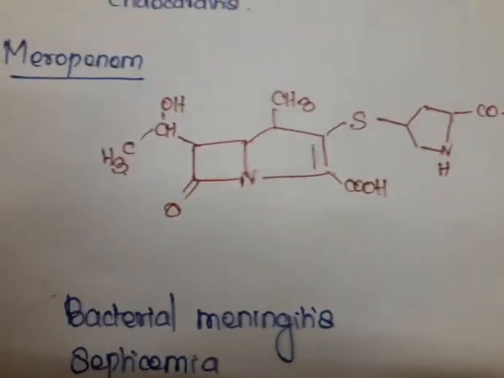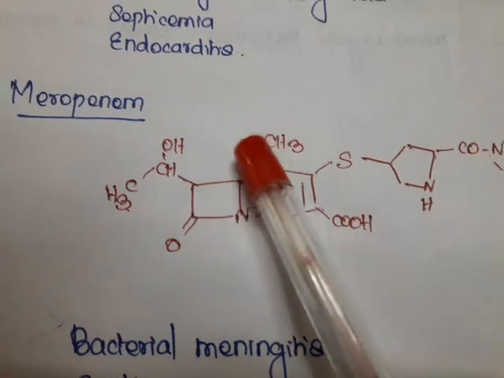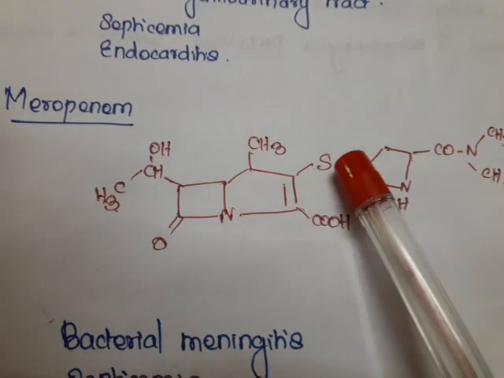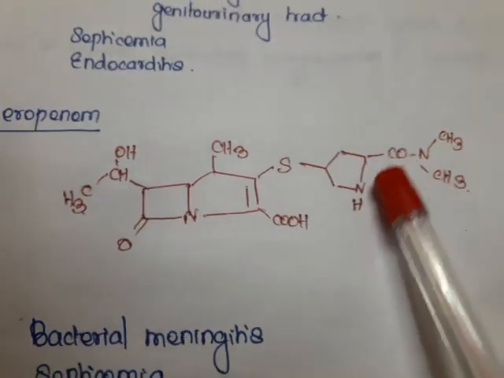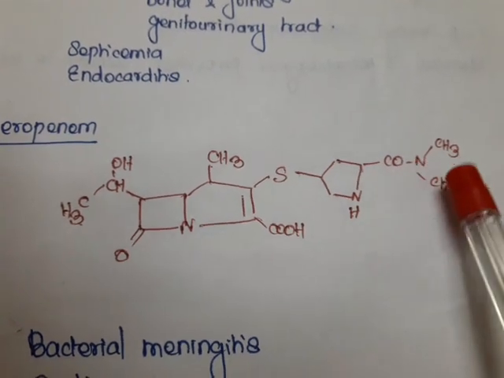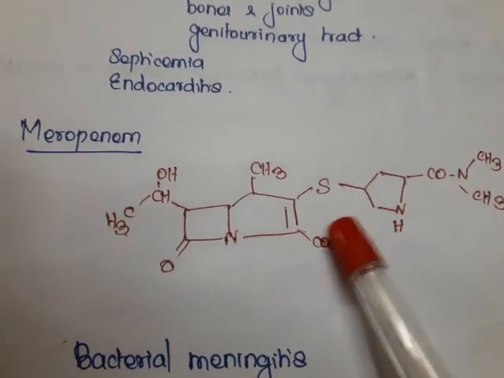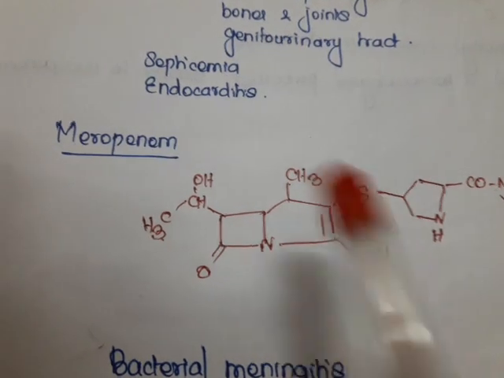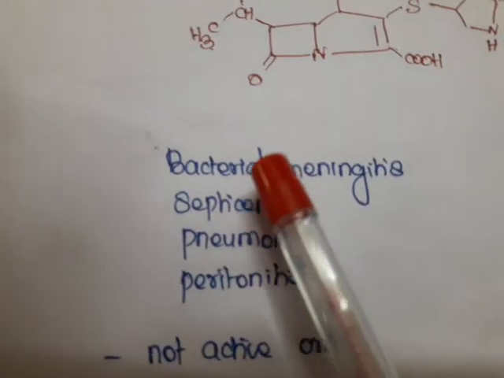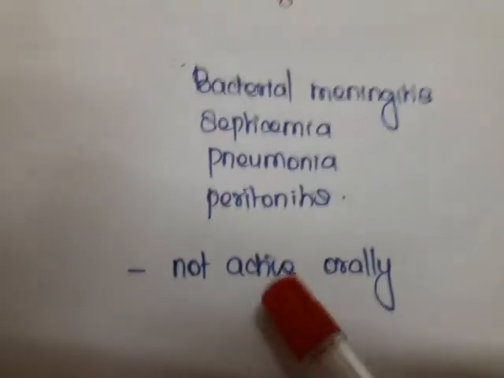Next drug is Meropenem. So look at the structure of Meropenem. This is also a carbapenem, but in first position that is having methyl. So it is a 1-methyl carbapenem derivative, and in second position that is added with sulfur, and that sulfur is connected with a pyrrolidine group. So that is connected with carbonyl, and that is connected with one amino. How is the amino? Dimethyl amino group. And in third position as usual having carboxylic acid, and in sixth position it is having a hydroxyethyl group. What are the uses? The treatment of bacterial meningitis, septicemia, pneumonia and peritonitis. It is given only parenterally.